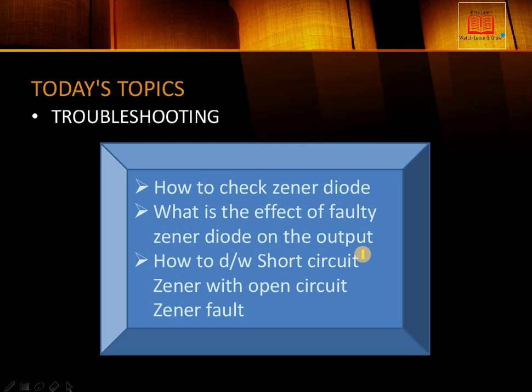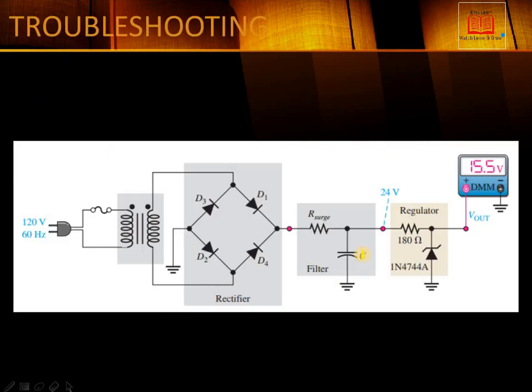Basically, we are trying to differentiate between a short circuit Zener diode, because there are generally two major types of faults. If the Zener diode is not working properly, either it may be a short circuit fault or it may be an open circuit fault. There is also another type of fault, and we will try to cover it in today's lecture.